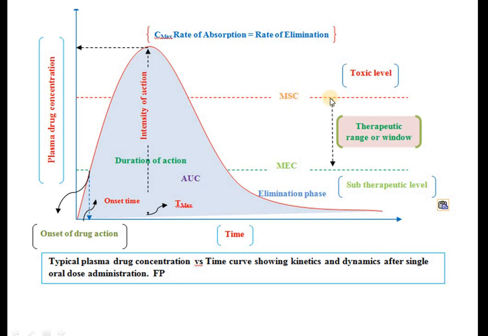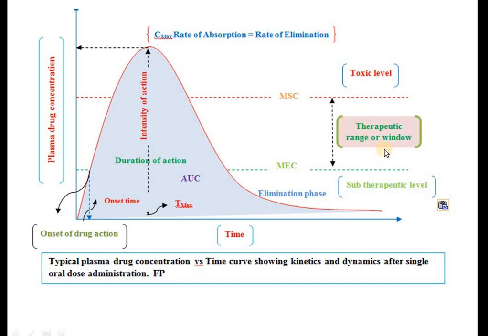So it is the concentration of drug in the body above which there will be toxic effect or side effects of the drug. Okay, so the concentration should be below the toxic level, below the maximum safe concentration. The concentration of drug in the body should be less than maximum safe concentration, but it should be more than minimum effective concentration. ये दोनों के बीच में ही रहना चाहिए concentration. Okay, so the concentration range between this minimum effective concentration and maximum safe dose is nothing but the therapeutic range or therapeutic window.